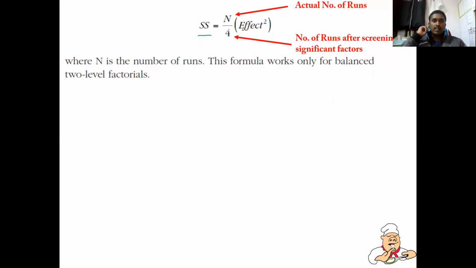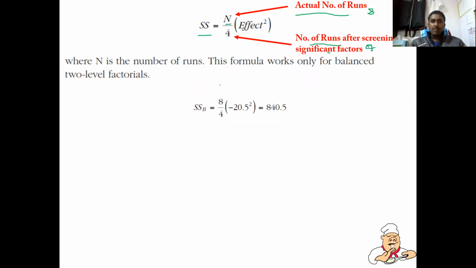It involves a lot of calculations. Don't get confused. If you have any doubt after the presentation, you can ask. In order to start the ANOVA studies, first you should calculate the sum of squares. The sum of squares formula uses the number of actual runs and the number of runs after screening the significant factors. The number of runs before is 8 because we had a 2 to the power 3 factorial design. But after screening, we got 4. That means we consider only B and C, 2 to the power 2 gives 4. So 8 by 4 into effect squared. Effect is nothing but B, C and BC, squared.